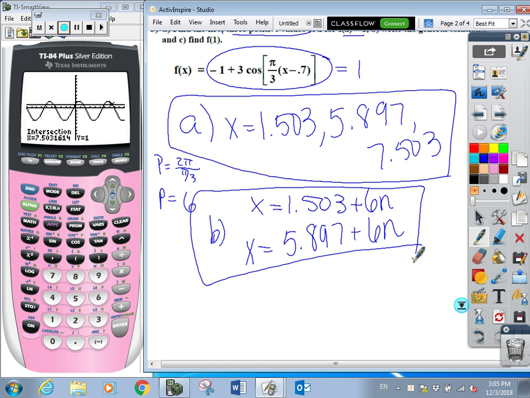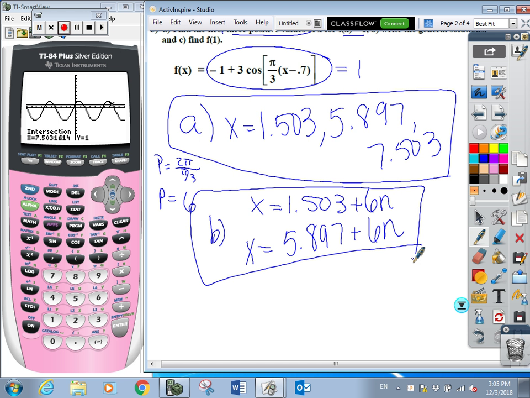Typically, for sine and cosine, secant and cosecant, there are 2. Tangent and cotangent, there are 1, on a normal, typical graph. If you have squares involved, that's when it doubles, stuff like that.